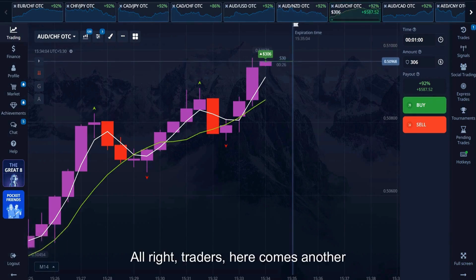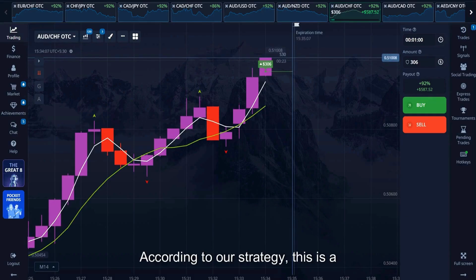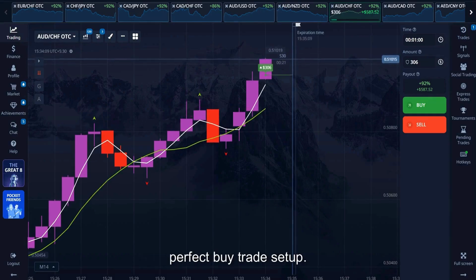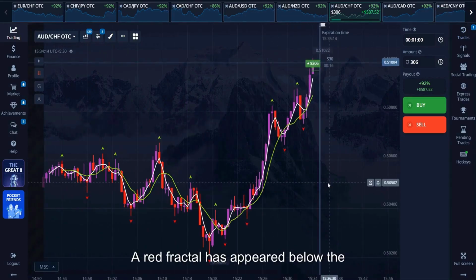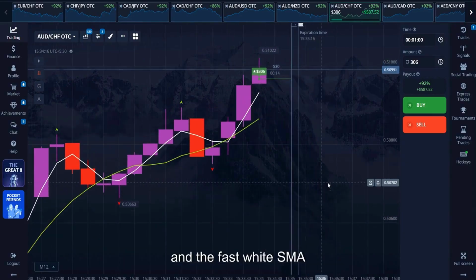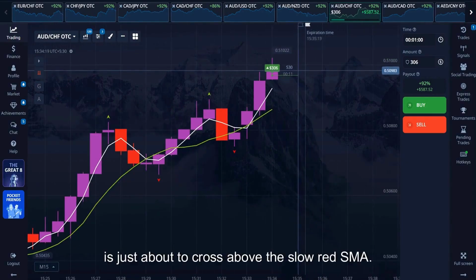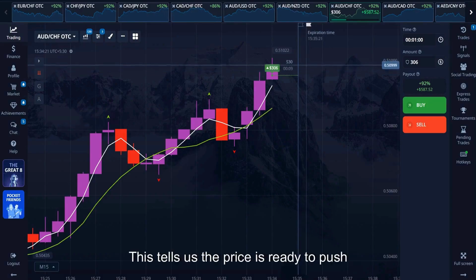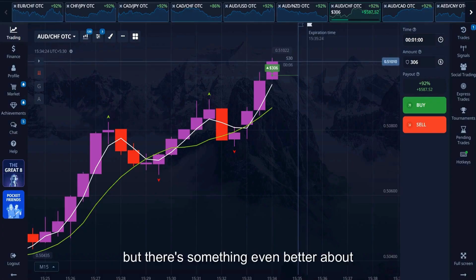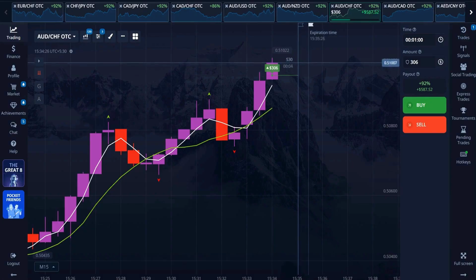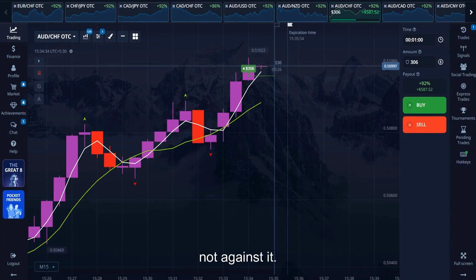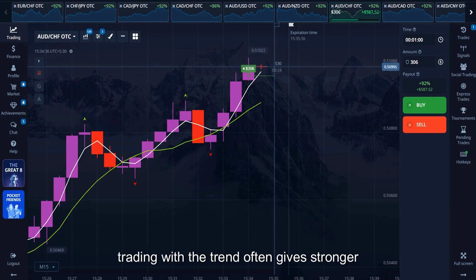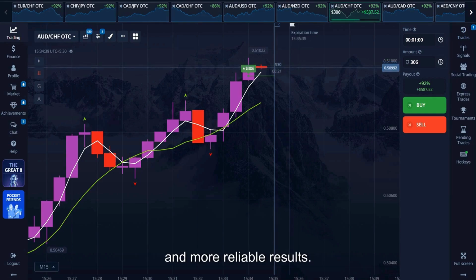All right, traders, here comes another great setup. According to our strategy, this is a perfect buy trade setup. Let me explain why. A red fractal has appeared below the turning point candle, and the fast white SMA is just about to cross above the slow red SMA. This tells us the price is ready to push upward, but there's something even better about this setup. The market is currently in an uptrend, and we're taking a buy trade, which means we're trading with the trend, not against it. And remember, trading with the trend often gives stronger and more reliable results.